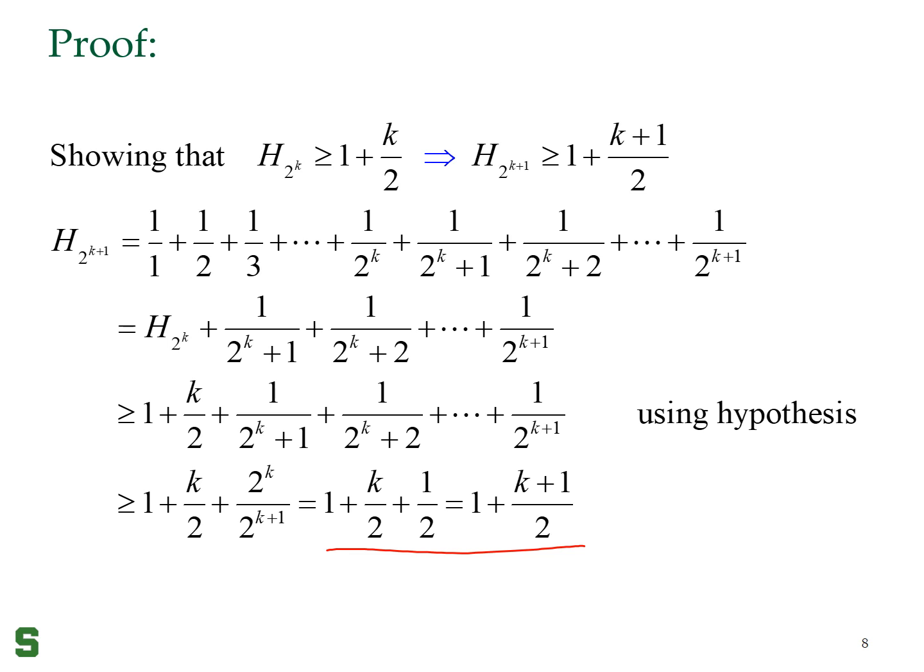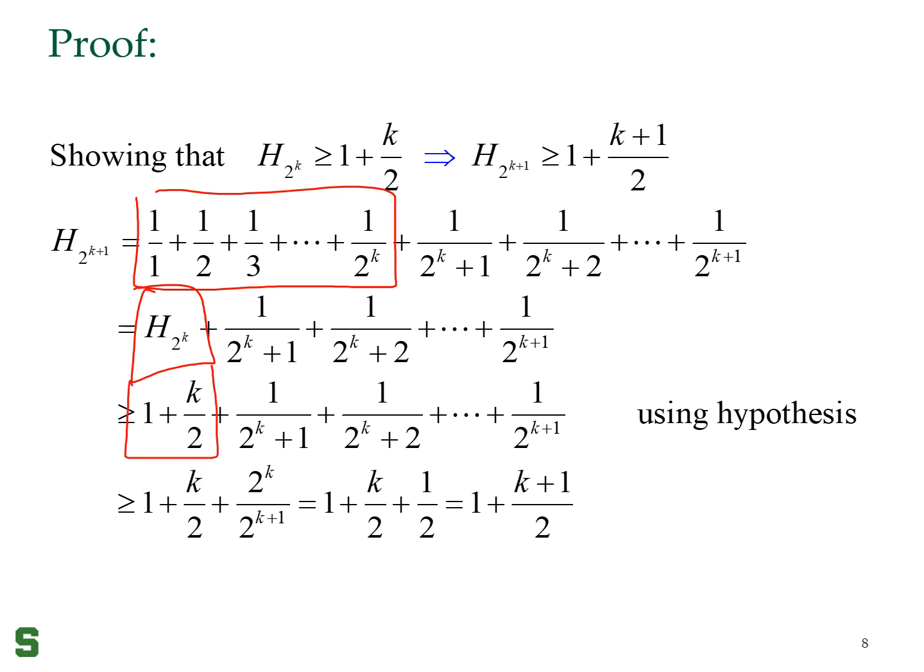I'm going to ask you to pause the presentation here for a little bit so that you can go through each step again to make sure that you understand what's happening. The two main things that happened was we replaced this term by this and then subsequently by the term 1 plus k divided by 2.